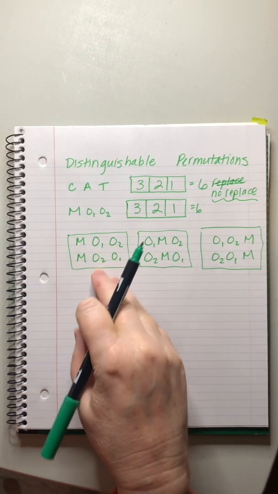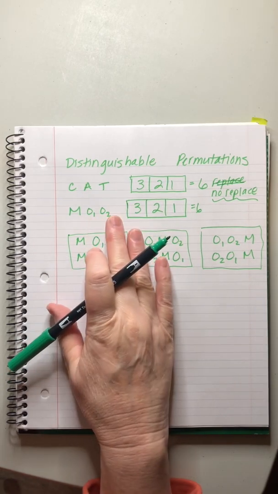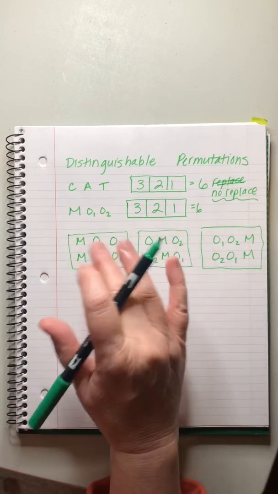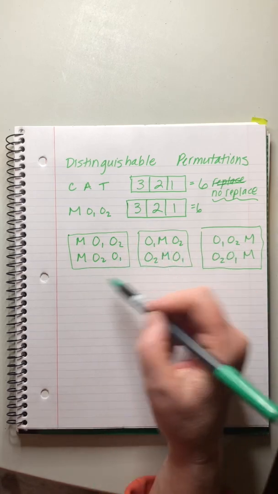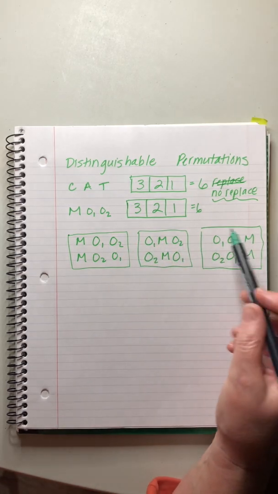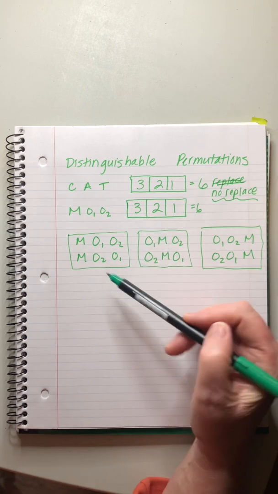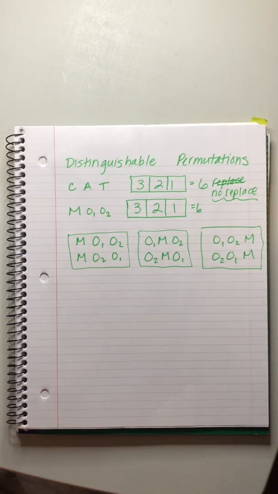So what we're saying is that sometimes when some of the items are the same, you kind of have to factor that in and show that there aren't as many different permutations because they look exactly the same, because some of the elements are the same. So we have a nifty little formula.